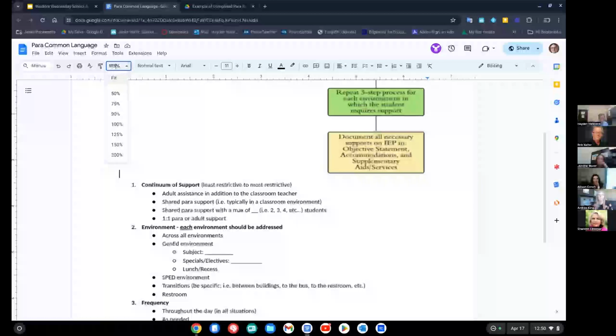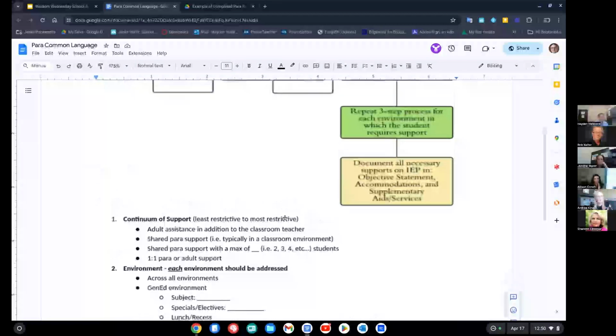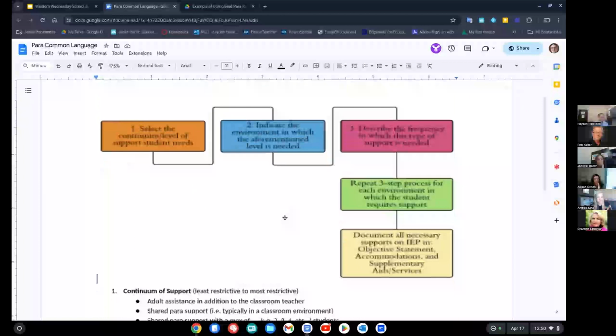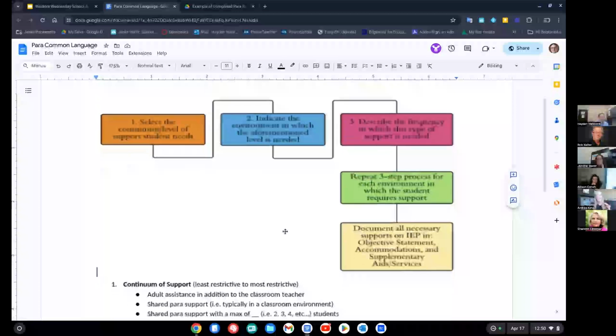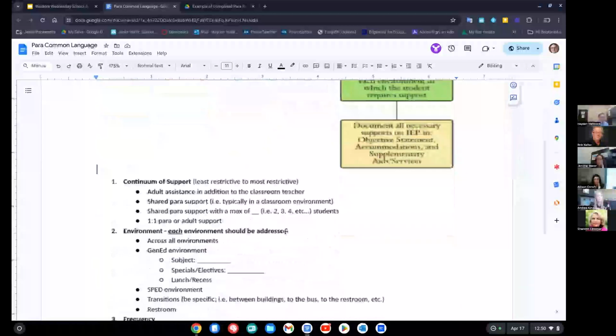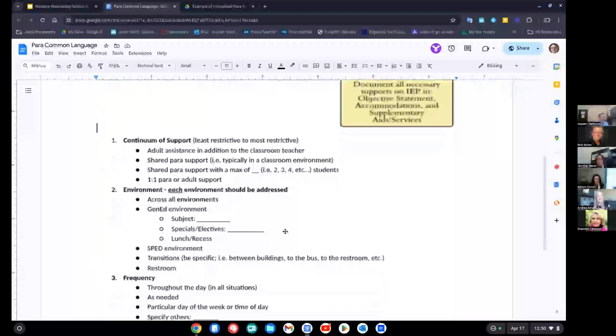That's good. Thank you. So when we're looking at the common language, we're considering the continuum of support. We're looking at what environments the student needs support, and then we're describing the frequency that they need that support. And when we consider those 3 factors, we have some options for teams to consider. And this goes in conjunction with the para rubric.